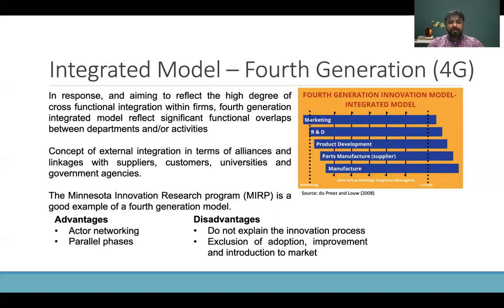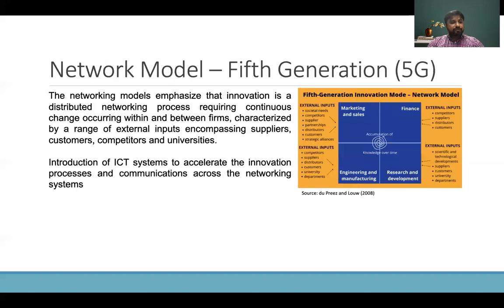The fifth generation model, we call it the network model. The network model focused on the effective distribution of network processes.